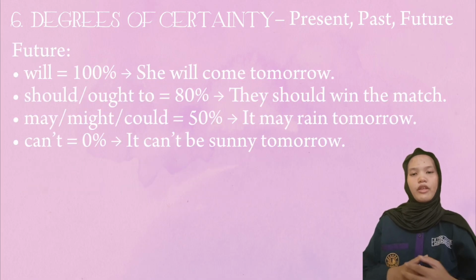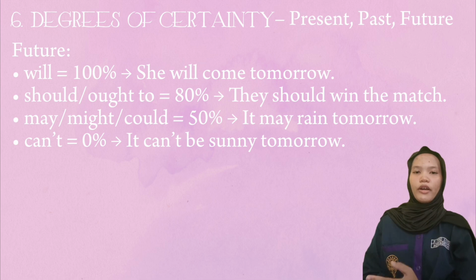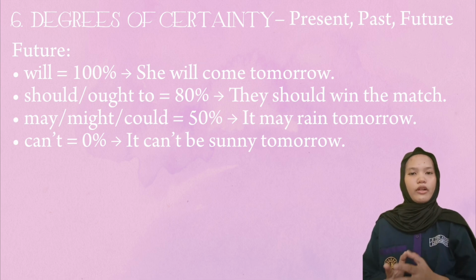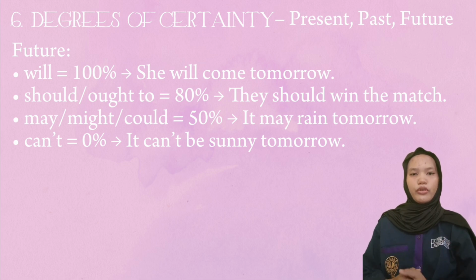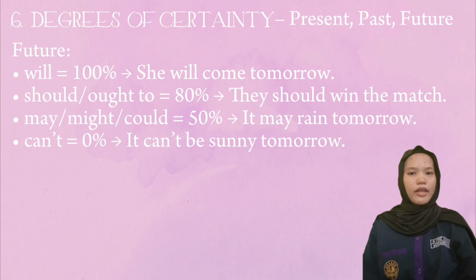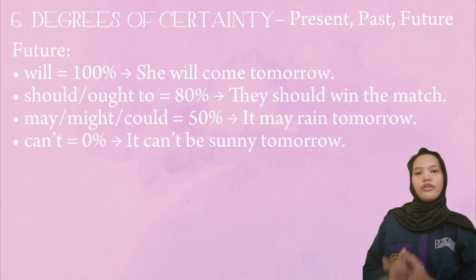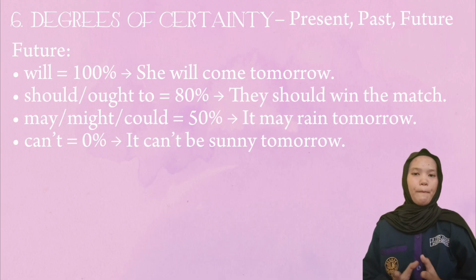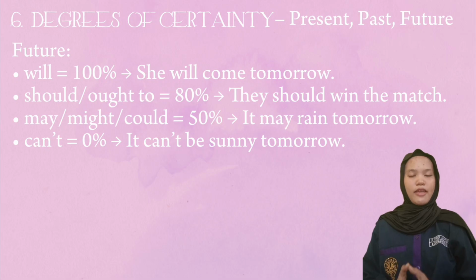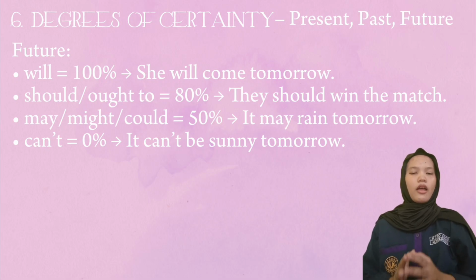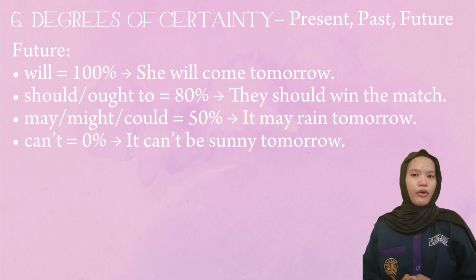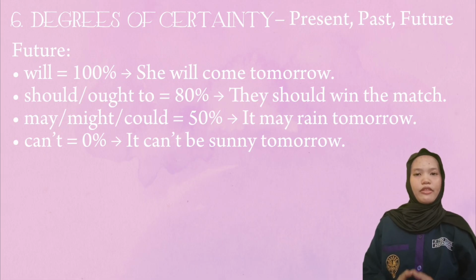For the future, we use will. 100%. She will come tomorrow. Should or ought to, 80%. They should win the match. May, might, or could is the same as the past. It may rain tomorrow. Can't is 0%. It can't be sunny tomorrow.